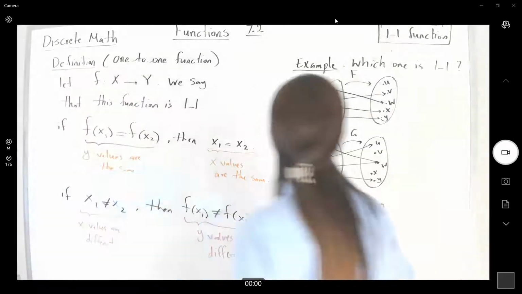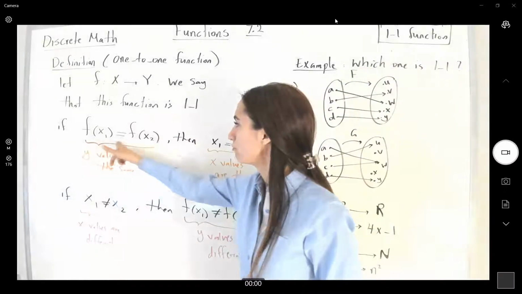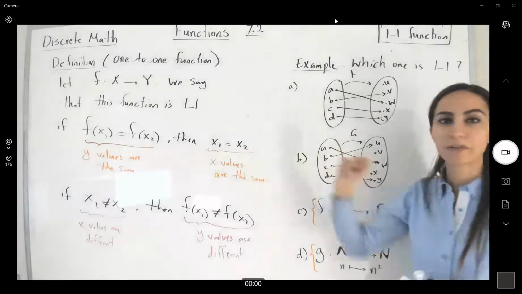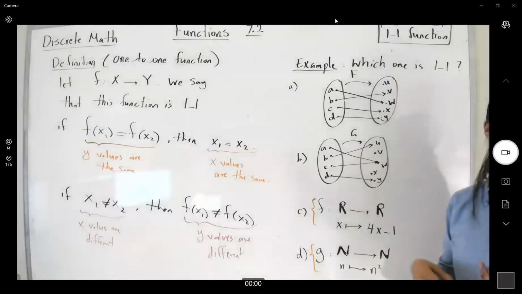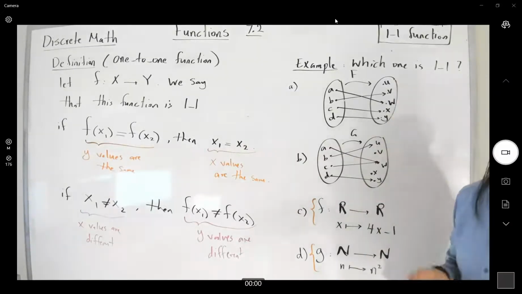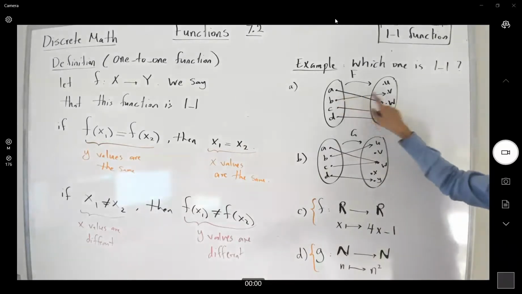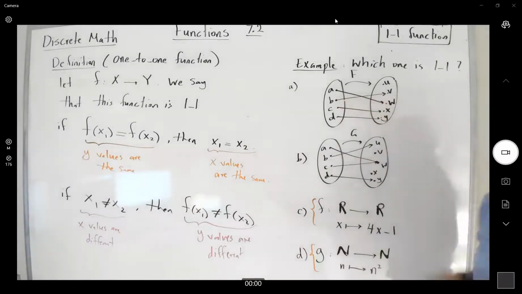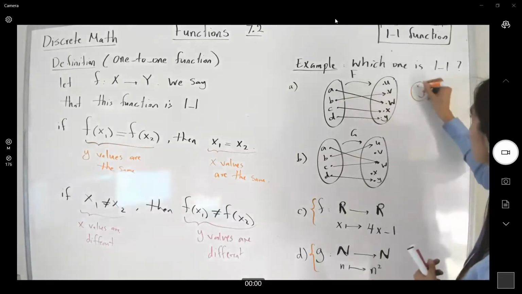Very well. So is this one one-to-one? Take a look at the definition. If y values are the same, x values must be the same. Do you have equal y values? No. So since y values are not equal to each other, we're not worried about anything. To each x, you have specifically one y. So this is an example of a one-to-one function.